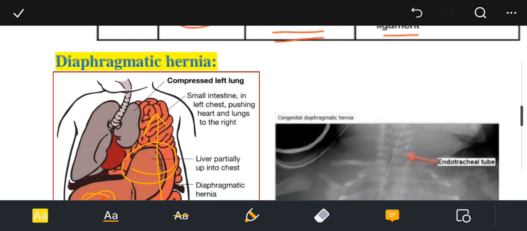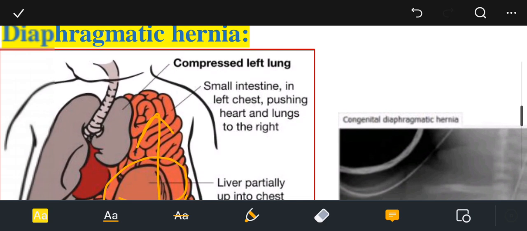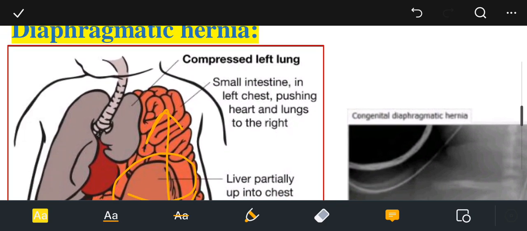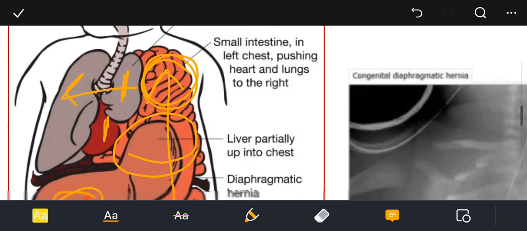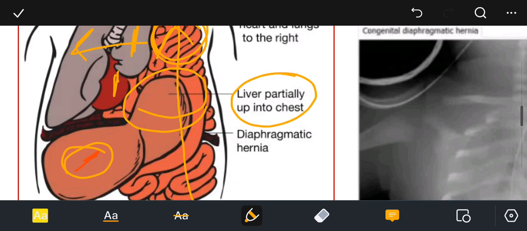So what happens is that the small intestine in the left chest pushes the heart and lungs to the right side. In this picture you can see that the left lung and the heart are pushed to the right side, and the viscera are occupying the space in the thoracic cavity which was reserved for the left lung and the heart. The liver is partially up into the chest. Okay, so this is a very severe kind of Bochdalek or diaphragmatic hernia in which the liver is also protruding into the left side of the chest.